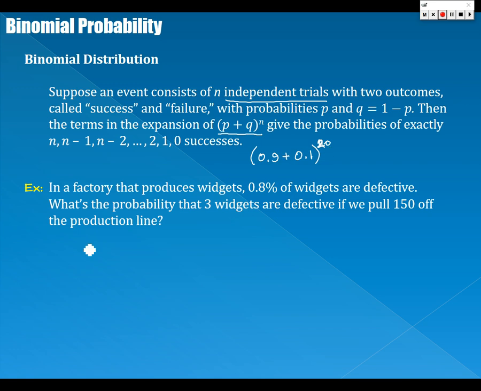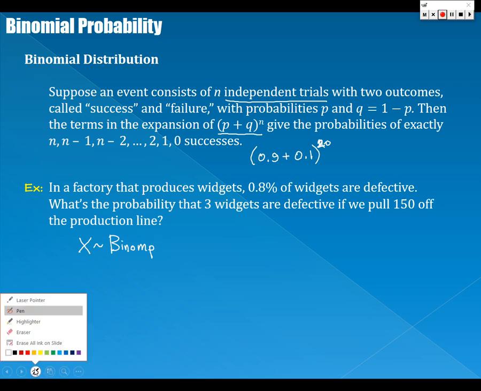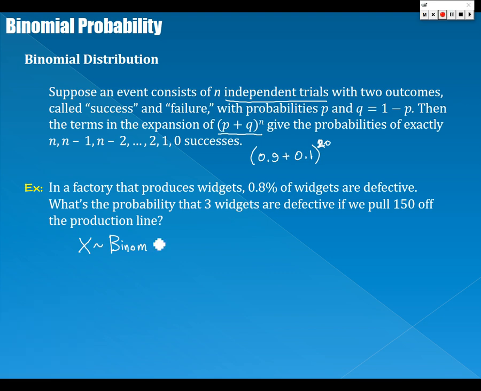So, in fact, sometimes people write X is distributed binomial(n, p). You'll see people sometimes write this.